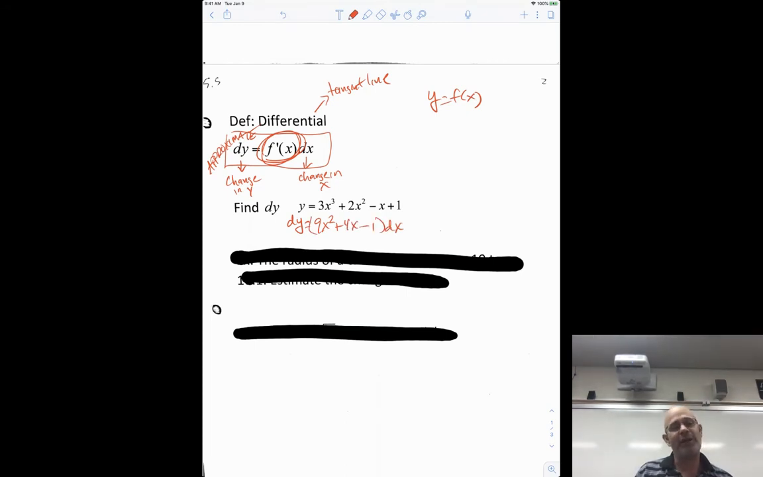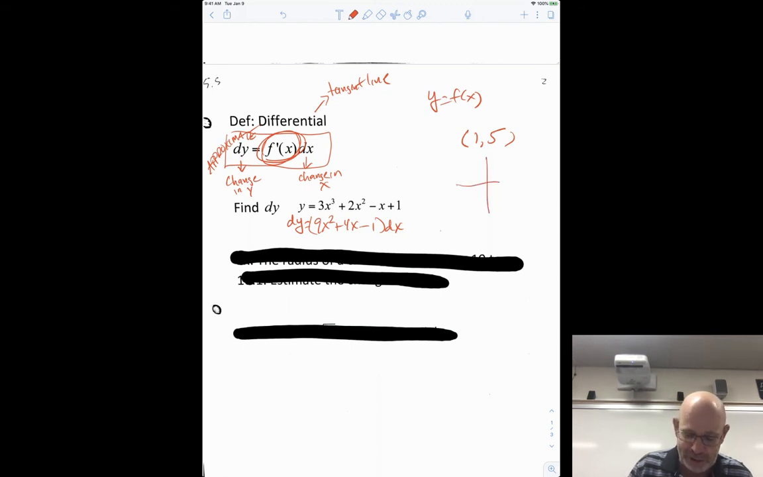Now here's where this becomes powerful. Let's find a nice easy point for us right now. How about we put in 0? Let's just put in 1. If we put 1 into this equation, we get 3 plus 2 is 5, minus 1 is 4, plus 1 is 5. So we have this point (1, 5).